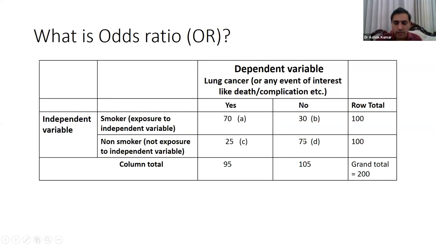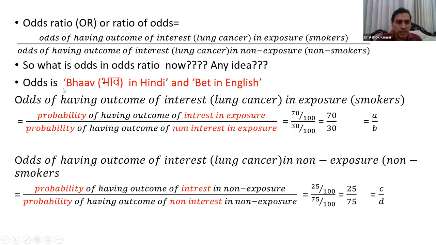So you can see here, the odds of having the outcome of interest in exposure is A divided by B. Whatever values are in A and B, we just have to divide A by B. And again, the odds of having the outcome of interest, lung cancer, in non-exposure, the non-smoker group, is C divided by D. So whatever values are in the C and D cells, we have to divide.